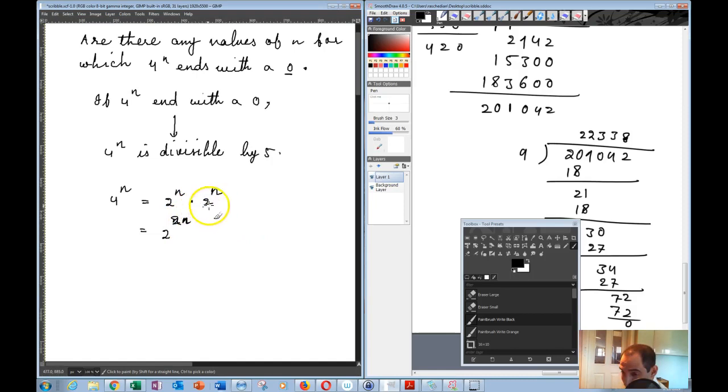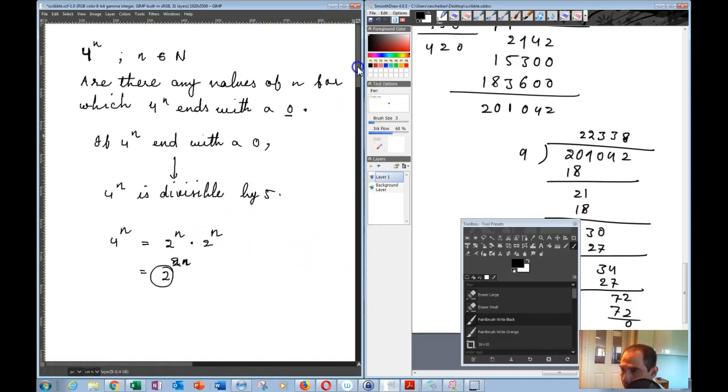So now you can see that the only prime factors that you can find in the prime factorization of this number, 4 raised to the power n, are only 2's. There are no 5's in there. So that means that the number is not divisible by 5. If it's not divisible by 5, it cannot end with a 0, and that's basically the answer to this question.